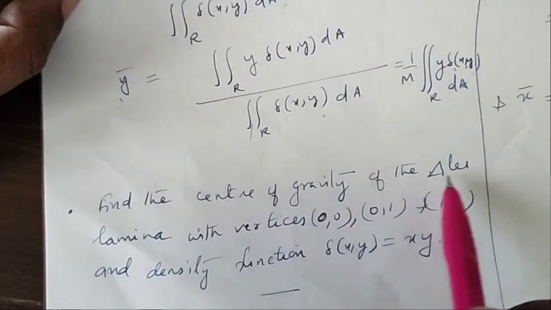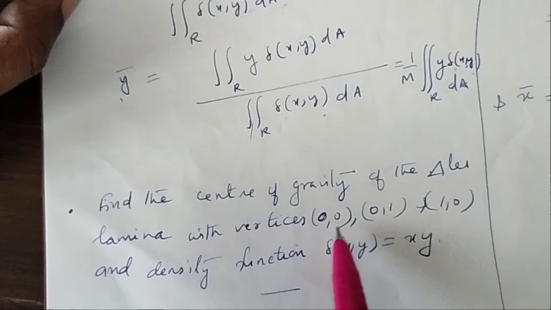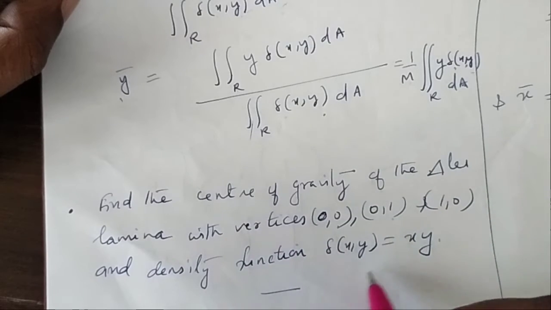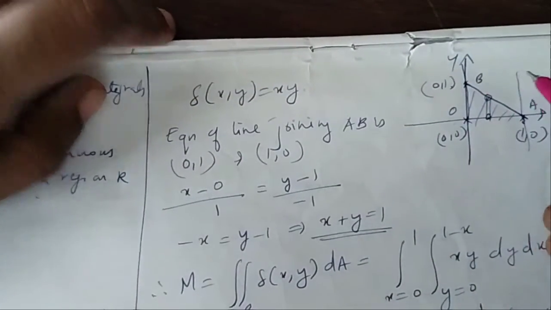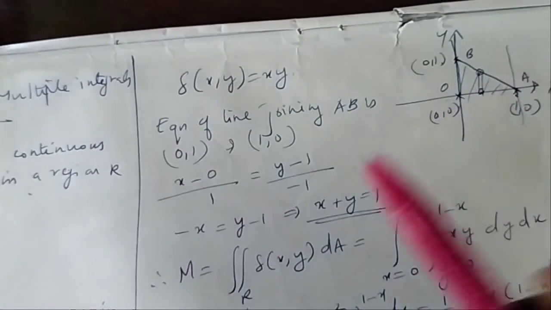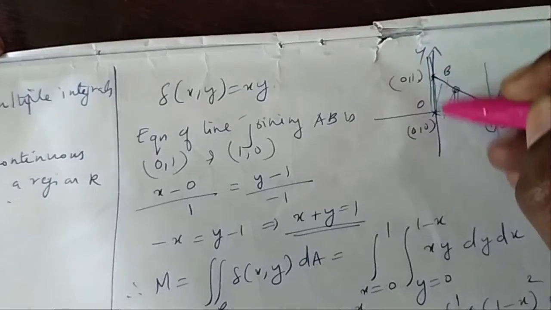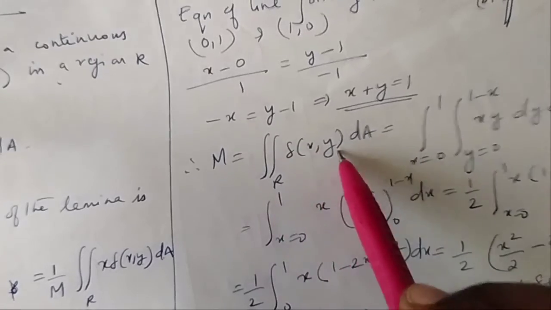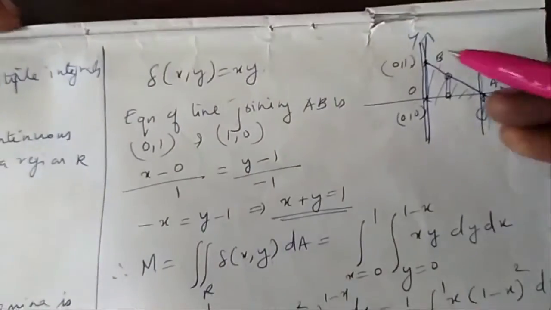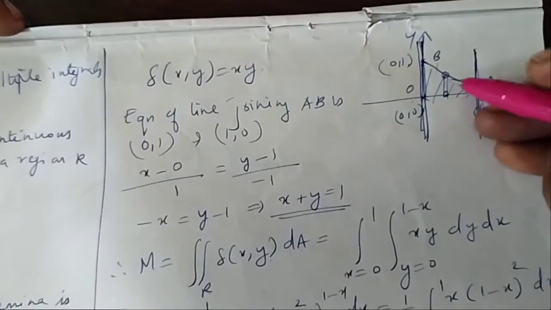So find the center of gravity of the triangular lamina with vertices (0, 0), (1, 0) and (0, 1). The density function is xy. So here the triangle is this one, (0, 0), (1, 0) and (0, 1). Delta of xy is xy. Here also we have to consider vertical lines at the extreme points to evaluate the double integral. First of all, we are finding the mass, the double integral over R of delta of xy. So for that, vertical lines at the extreme points, x from 0 to 1.